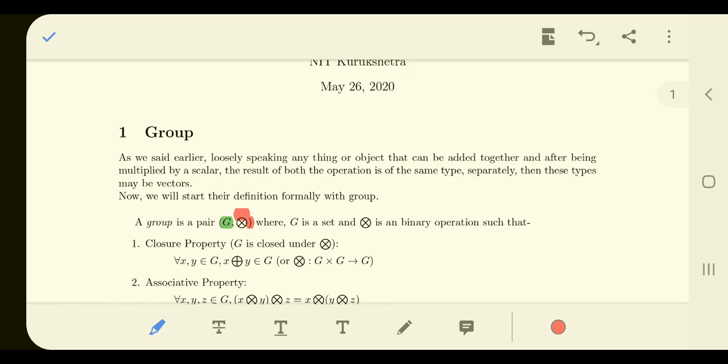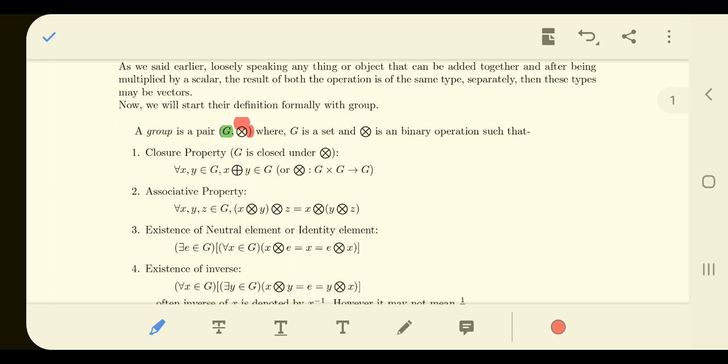So when you have a pair that contains a set and a binary operation, then it should have the following properties so as to call it a group. The first property is closure property. The closure property says if you take any two elements of G and you operate with that particular binary operation, then the resultant value will remain in G, and that's called the closure property.